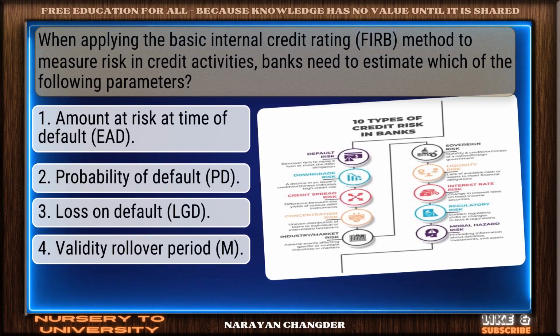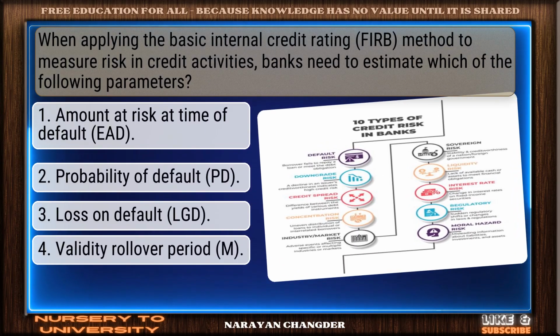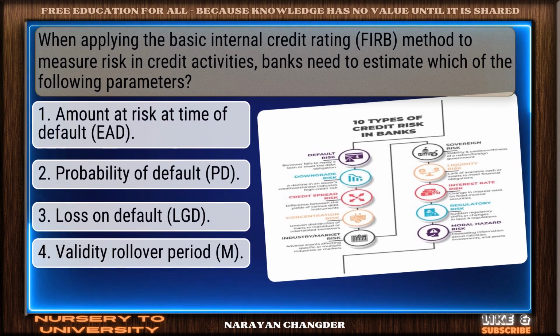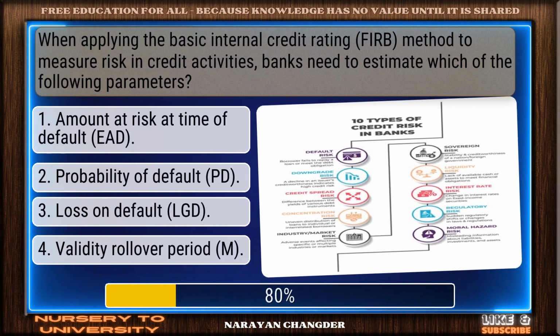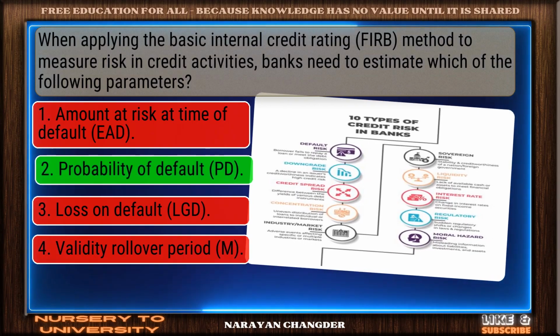When applying the basic internal credit rating method to measure risk in credit activities, banks need to estimate which of the following parameters? Correct response. Probability of default is the most accurate answer.